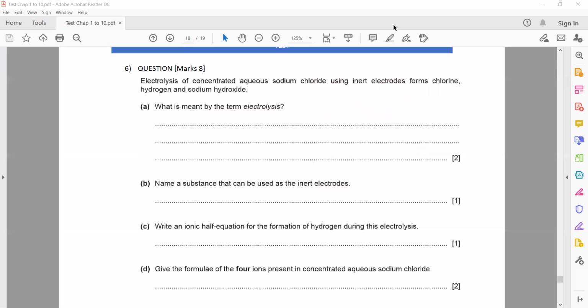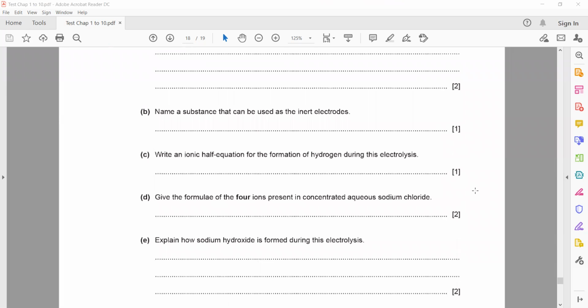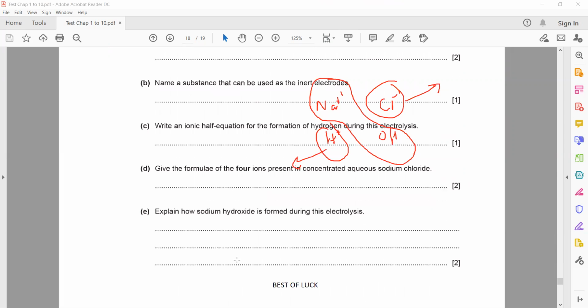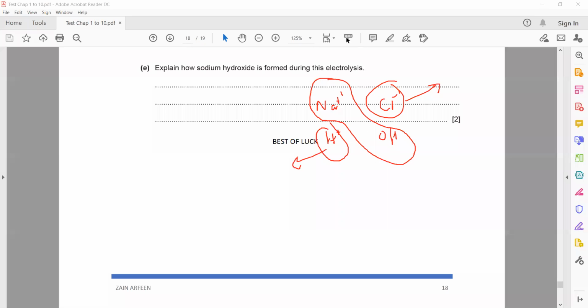Any other question? This was question 6, part E. I was discussing 6E, why sodium hydroxide is formed during this electrolysis, because chloride ion will move towards the anode. It will form chlorine gas. Hydrogen ion is attracted towards the cathode, forms hydrogen gas. So you are left with NaOH. That's why it will turn alkaline.